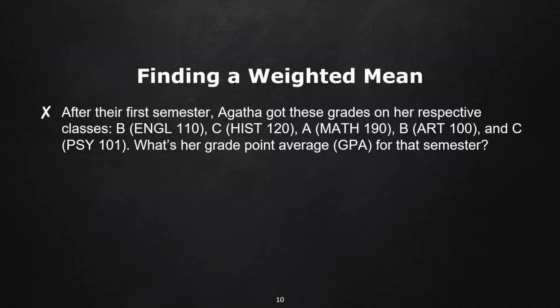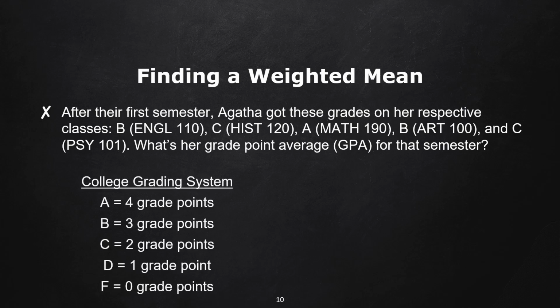So, after their first semester, Agatha got these grades on her respective classes. A B in English, a C in history, an A in math. Good job, Agatha, you're amazing. A B in art, and a C in psychology. So what's her GPA for that semester? We need two things before we can do this. We need to find the college grading scale.